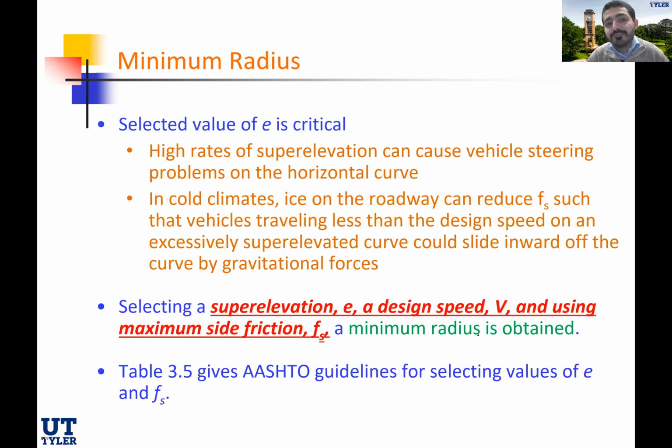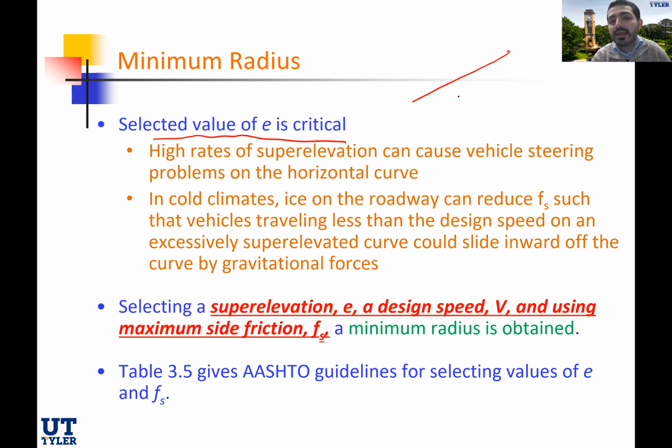Speaking of the selected value, how we select the value of E is very critical, because the speed limit I can set as an engineer, but selecting the super elevation is critical. Why? Because high rates of super elevation can cause vehicle steering problems on the horizontal curve. In cold climates, or when we see ice on the roadway, this can reduce the friction Fs, such that vehicles traveling at less than the design speed on an excessively super elevated curve could slide inward. So it's the opposite.